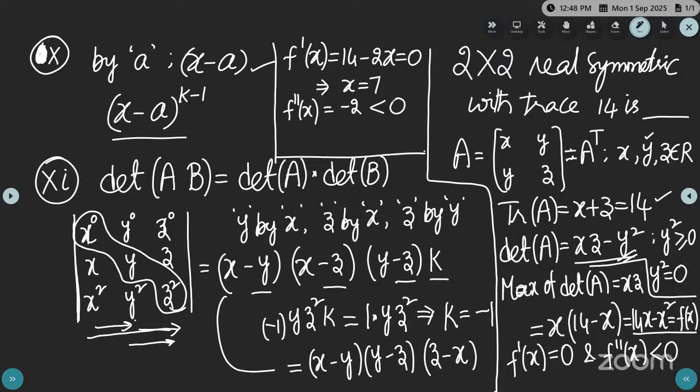Now write that value here. What is f maximum? The maximum of the determinant of A equals X into 14 minus X, which is 7 into 7, that is 49. That is the value.